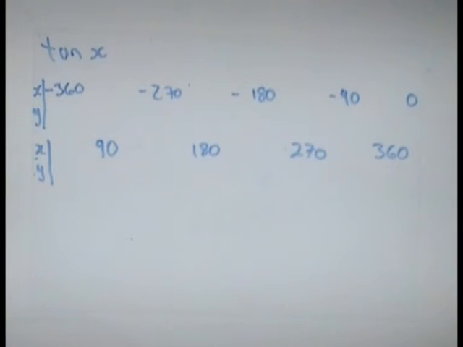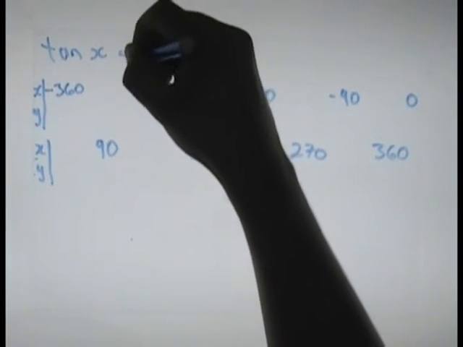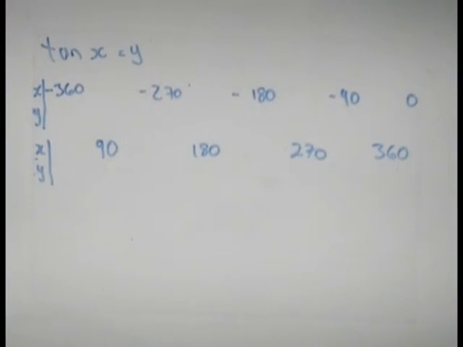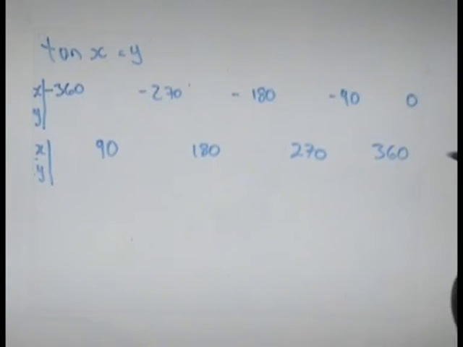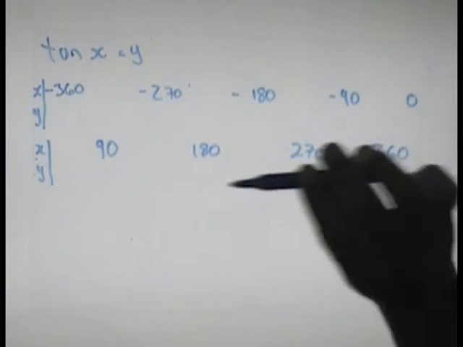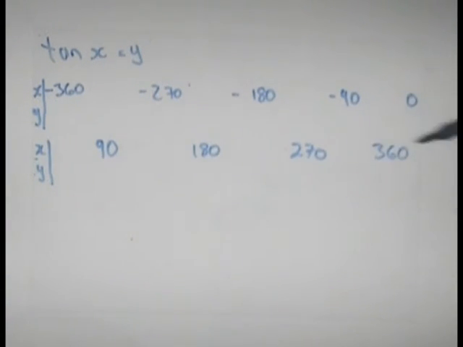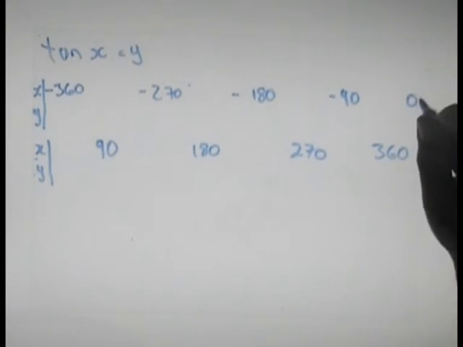Now let us take a look at the tan graph. Tan of x is equal to y, or y is equal to tan of x. I'm going to start off using the table method of negative 360, negative 270, negative 180, negative 90, 0, 90, 180, 270, and 360. Now watch the problem.